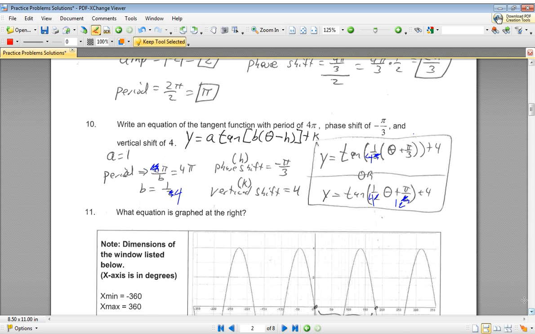Okay, number 10. Write an equation of the tangent function with the period of pi over 4, phase shift of negative pi over 3, and a vertical shift of 4. So we know that A is 1 because it didn't tell us otherwise. It tells us our period is 4 pi, so this is tangent, so pi over b equals 4 pi. So b is going to be 1/4.